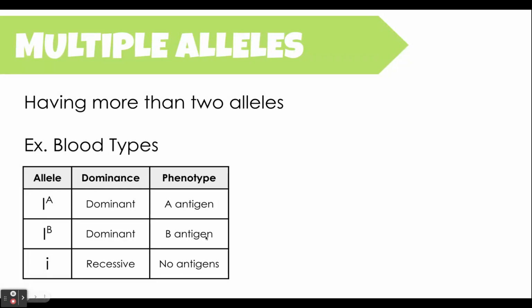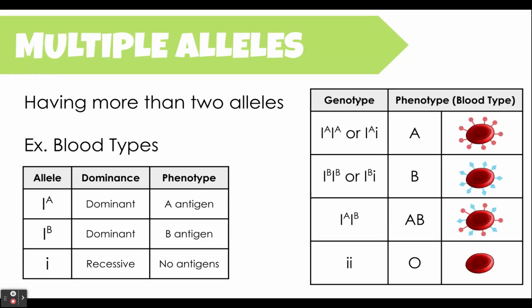The A and the B represent different antigens on your blood cells, kind of like little signals or receptors on the outside of your blood cells. If you have the A allele, there'll be A antigens on the outside of your blood cell. If you have the B allele, you have the B antigen. And if you have the recessive allele, that would represent no antigens on the outside of your blood cell. And so for the different blood types, there's A blood, B blood, AB blood, and type O blood.